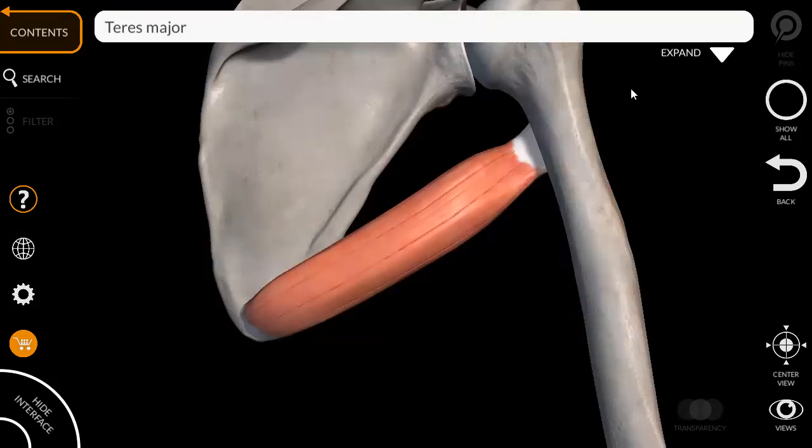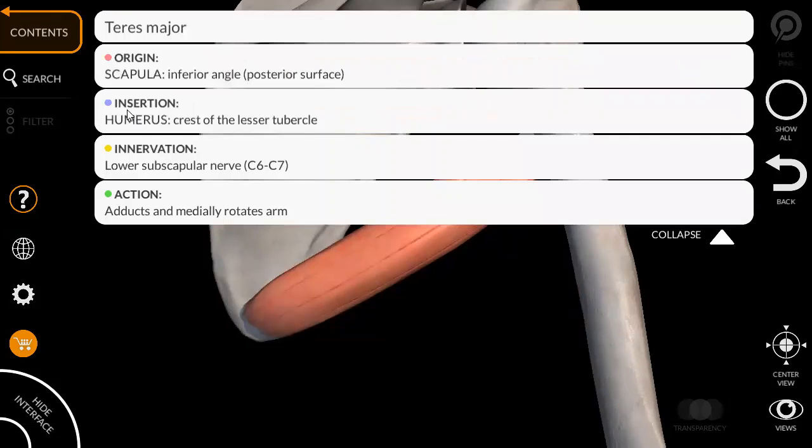Teres major: if you see this, it does insert in the humerus, but it inserts in the lesser tubercle. The crest of the lesser tubercle is very important. And it adducts and medially rotates the arm.